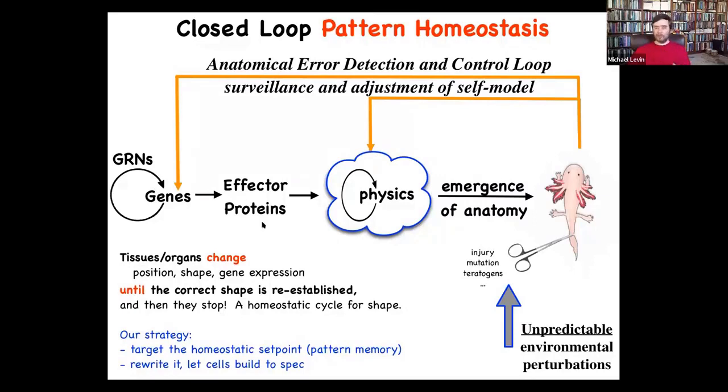But if we could change the set point, then maybe the system would just do what it does best and implement that set point. So this means that we should be able to find the encoding of the set point, we should be able to decode it, and we should be able to rewrite it. Okay, and that's what I'm going to show you now.